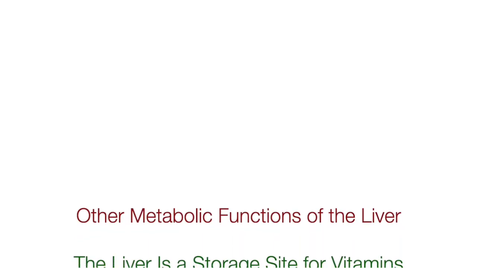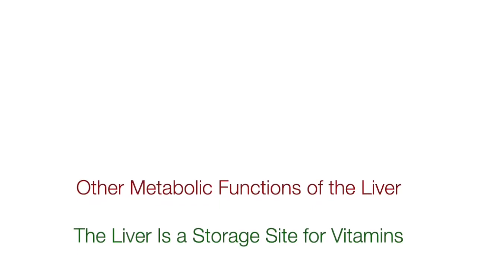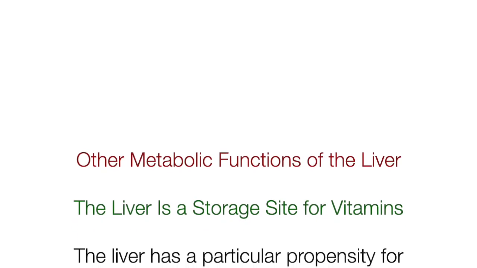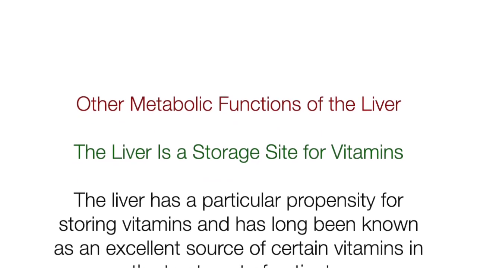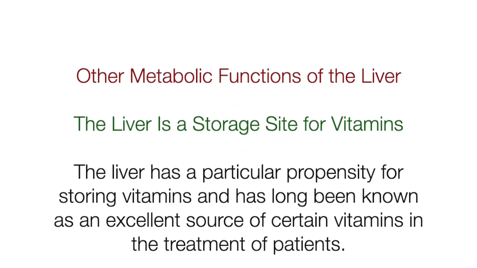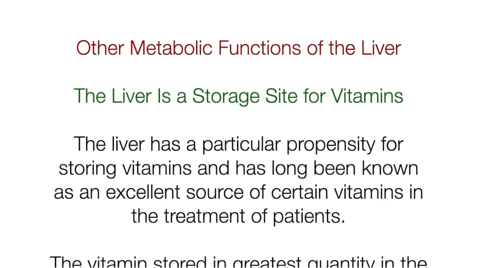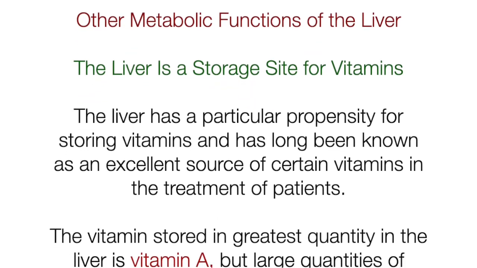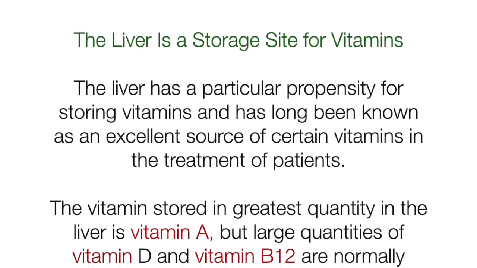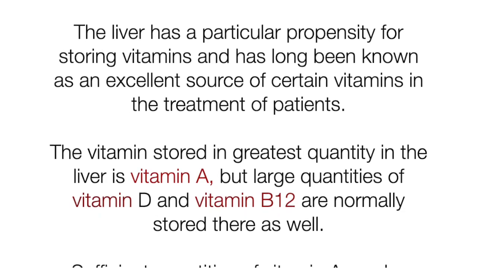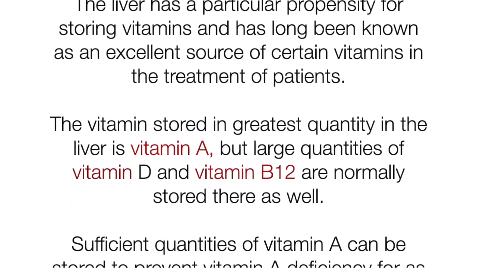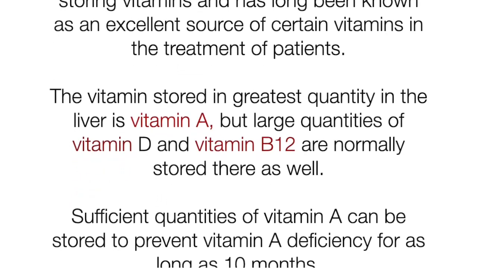Other metabolic functions of the liver. The liver is a storage site for vitamins. The liver has a particular propensity for storing vitamins and has long been known as an excellent source of certain vitamins in the treatment of patients. The vitamin stored in greatest quantity in the liver is vitamin A, but large quantities of vitamin D and vitamin B12 are normally stored there as well.